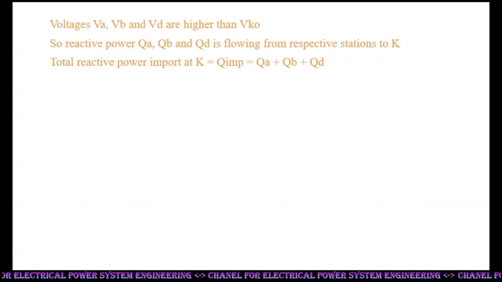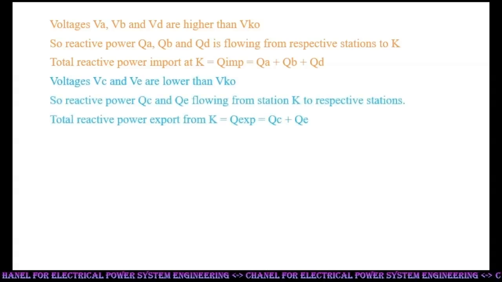Voltages VB and VD are higher than VK0. So reactive power QB and QD is flowing from respective station to K as per Formula 2. Total reactive power import at K is equal to QIMP is equal to QA plus QB plus QD.